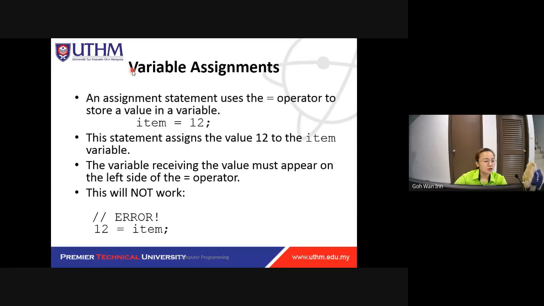So variable assignment. An assignment statement uses the operator to store a value in a variable. Item equal to 12 means you store 12 into item. So this statement assigns the value 12 into the item variable. The variable receiving the value must appear on the left side of the operator. As I said when I explained the arrows, 12 equal to item cannot. You must assign item equal to 12. The variable name must be at the left, and the value assigned must be at the right. This is the rule.